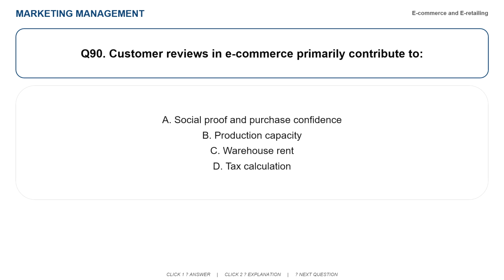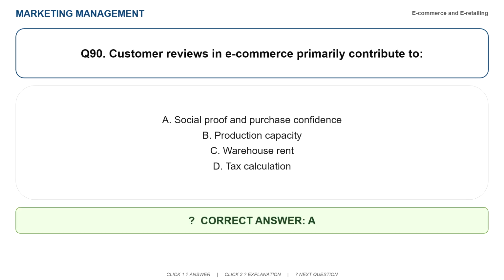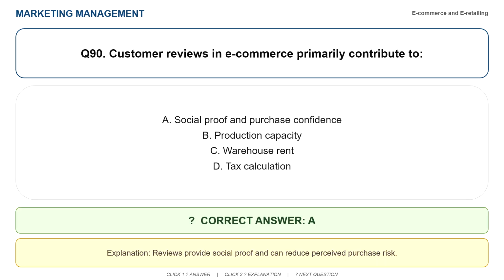Question 90. Customer reviews in e-commerce primarily contribute to. Option A, social proof and purchase confidence. Option B, production capacity. Option C, warehouse rent. Option D, tax calculation. The correct answer is A. Explanation. Reviews provide social proof and can reduce perceived purchase risk.